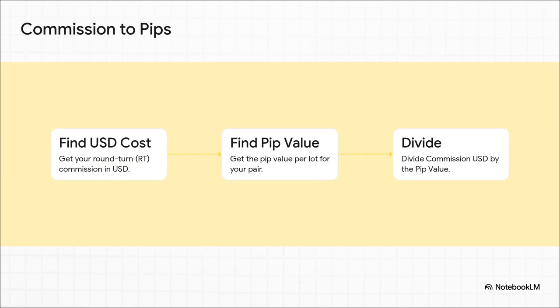Okay, here's how we do it. Here's how we make that dollar-based commission comparable. First, find your round-turn commission cost. That's for the entry and the exit, in dollars. Simple. Step 2, find the pip value for the specific pair you're trading. And finally, you just divide that dollar commission by the pip value. And boom, you've got your commission cost in pips.